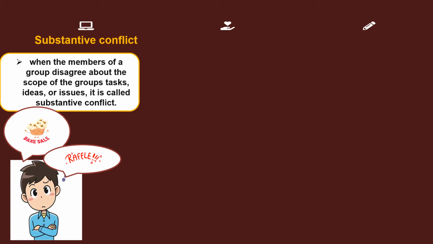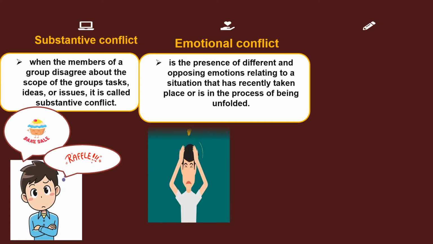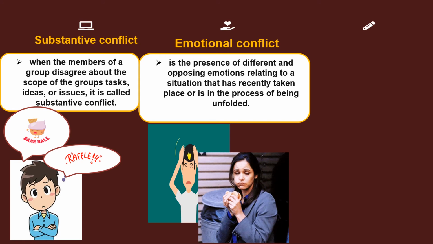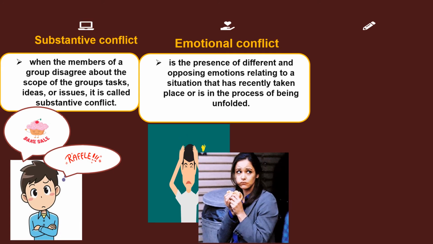substantive conflict. Next, emotional conflict is the presence of different and opposing emotions relating to a situation that has recently taken place or is in the process of unfolding. For example, during the course of his work, a person might need to take some decisions that go against his values. While this gives him a profit at work, it would make him feel a sense of guilt. Such a situation would result in a conflict of emotions, happiness versus doubt and guilt.